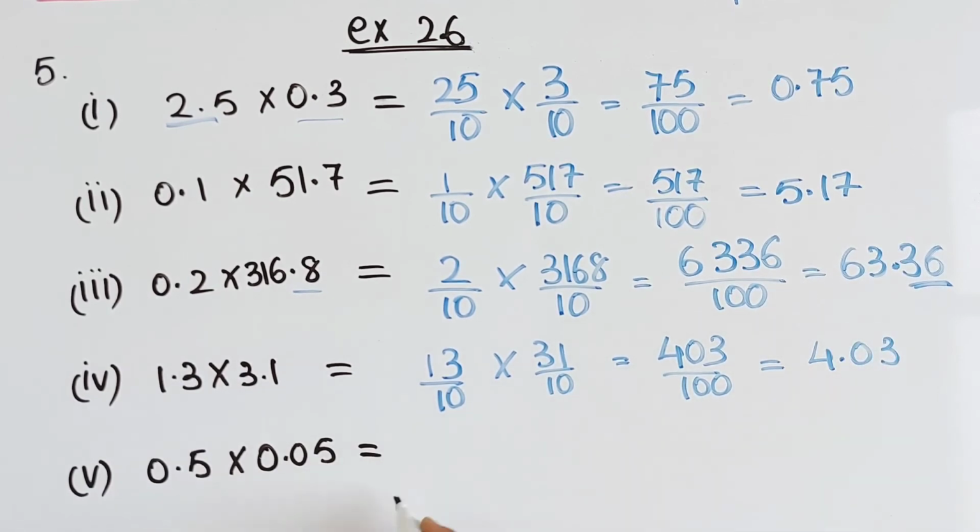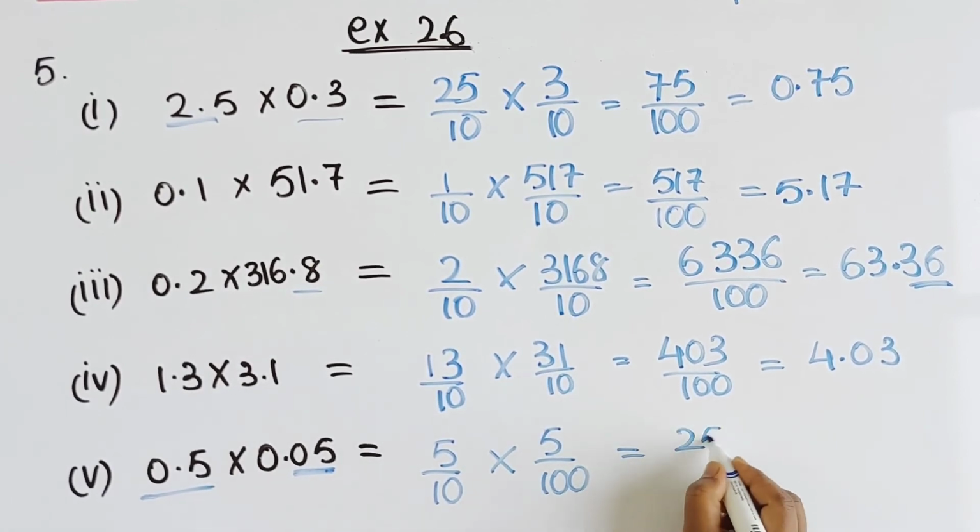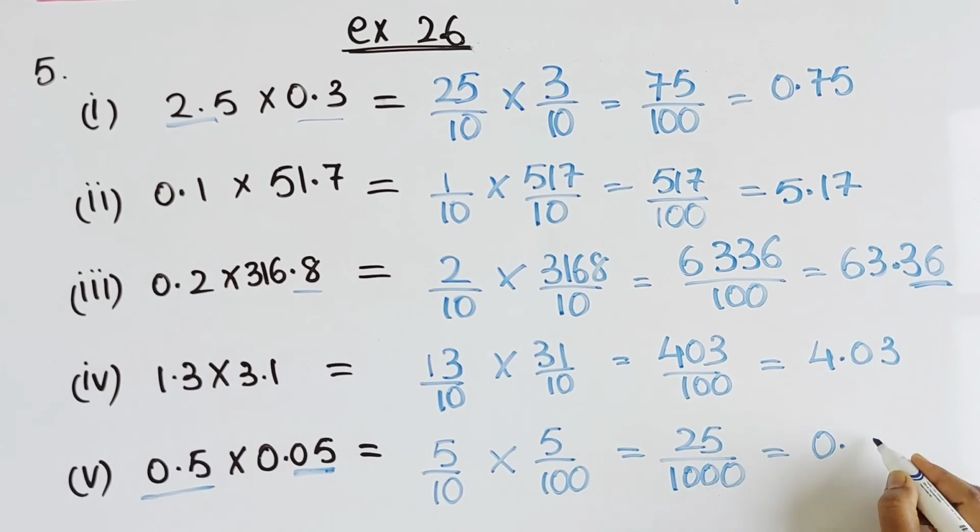Now next question, 0.5 into 0.05. 0.5 is 5 by 10 into 0.05. That means point after 1, 2 numbers. 5 by 100. 5 5s are 25 divided by 10 into 100, 1000. Now in the denominator we have 3 zeros. So our answer is 0.025.